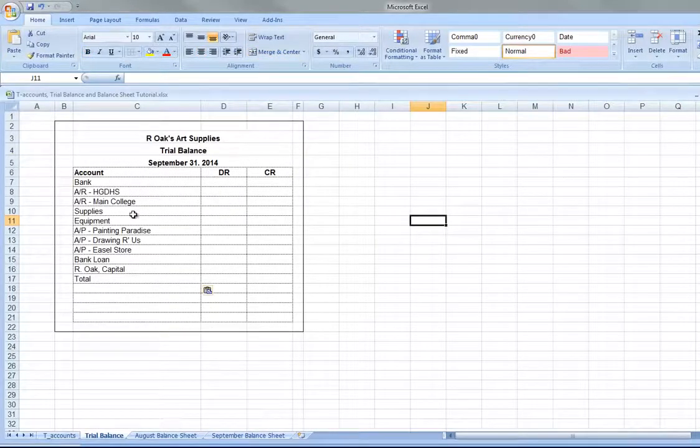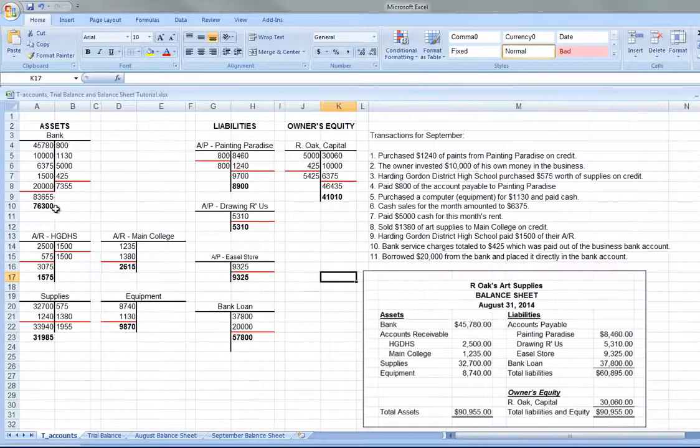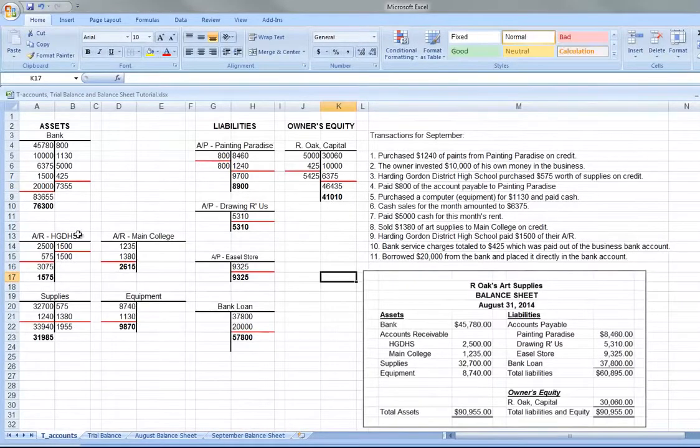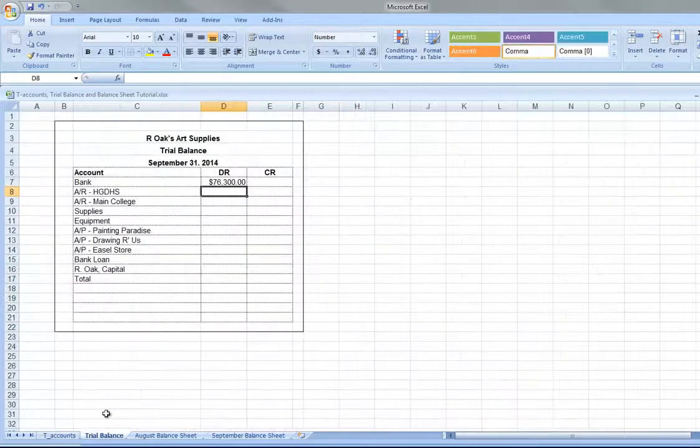So here's all the accounts. So what I'm basically going to do is copy all these amounts over. So bank is 76,300. So I would go over my trial balance, and in here I would put 76,300. And back to the T account. The accounts receivable for HGDHS is 1575. So I would put 1575 here. And I would just keep on doing that the entire way through.